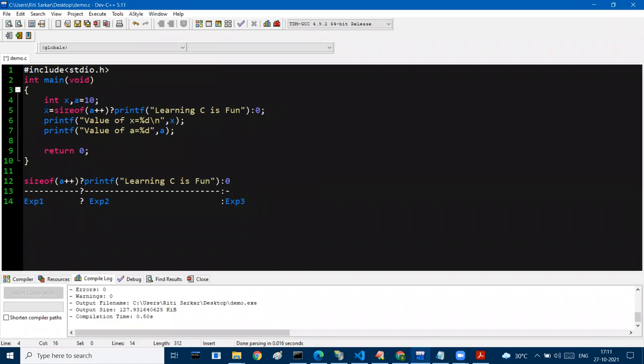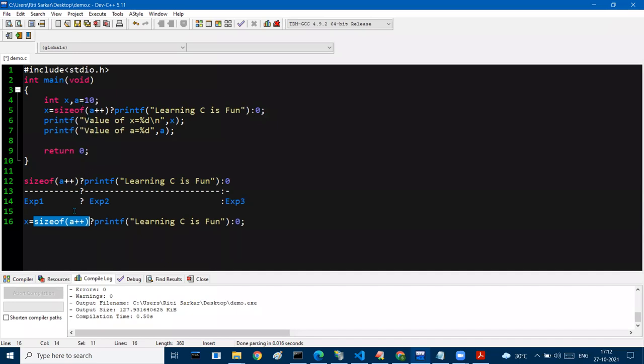See guys, we have already learned about the sizeof operator. It is a compile time operator. When will it work? At the stage of compilation, that is, when my source program is converted to machine language, from high level language to machine level language. At that time, the sizeof operator will work. So what will it do? It will consider this line, and at the stage of compilation, this particular portion will be replaced by sizeof a.